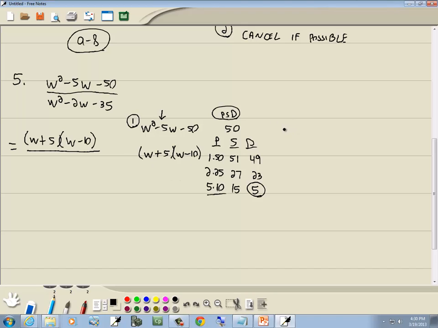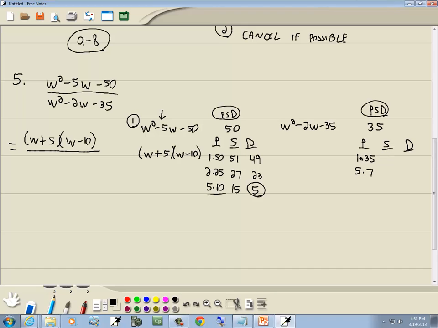Now the bottom part, it's also PSD. So we've got w squared minus 2w minus 35. Reason why it's PSD is because we got w squared, w, no w, and there's no number in front of your w squared. Take the number at the end, which is 35. Come up with our three columns. We got 1 times 35, 2 no, 3 no, 5 times 7, I guess is the next one.